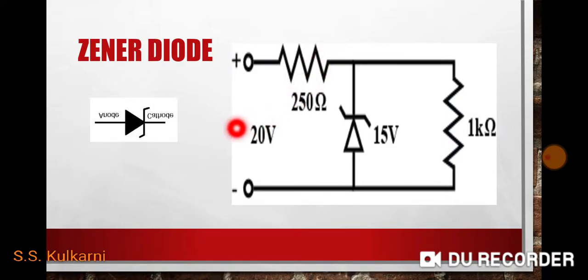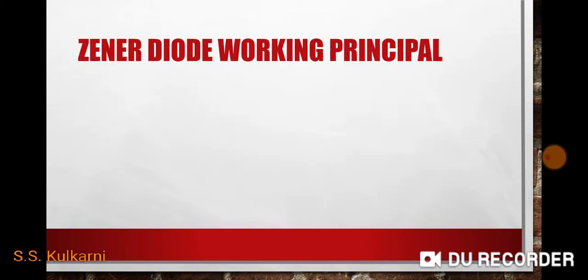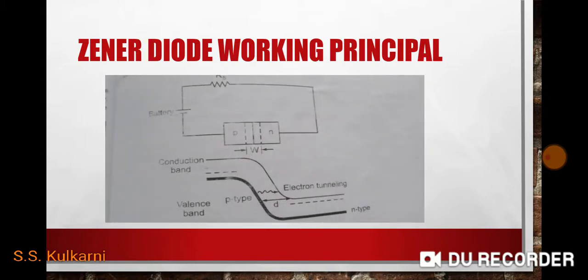Basically, Zener diode is a heavily doped diode which provides a constant voltage across the output. Zener diode is always biased in reverse bias mode, hence the anode of Zener diode is connected to the negative terminal of battery, whereas the cathode is connected to the positive terminal of battery. So let us move towards the working principle of Zener diode.